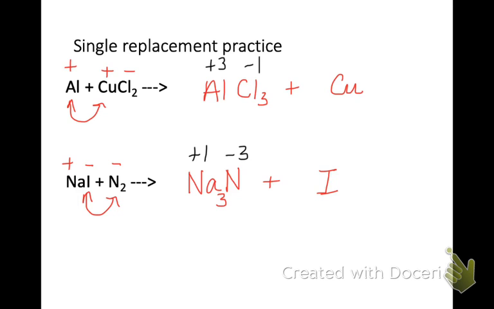The second question you need to ask yourself is, is my single element one of the diatomic? And in this case, iodine is a diatomic element, so I need to put a subscript of 2 next to the iodine. You'll want to go back at this point and make sure that your equations are all balanced.